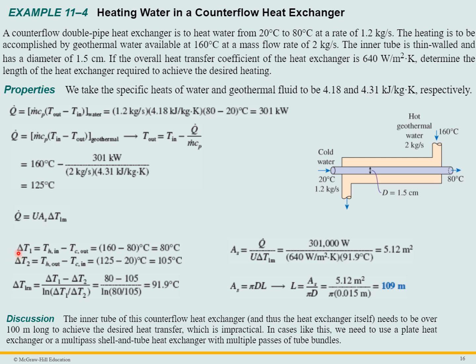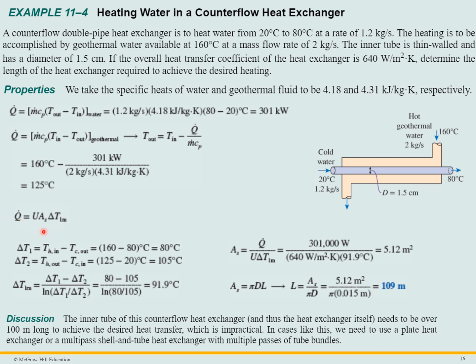We can calculate the delta T1 and delta T2. So remember, this is hot minus cold, in minus out. Hot minus cold, this is out minus in. Especially these temperature differences minus those temperature differences, right, in the slide. So you get 160 minus 80, and you get the 125 minus 20. So the delta T LM, you can calculate that. 91.9 degrees C.